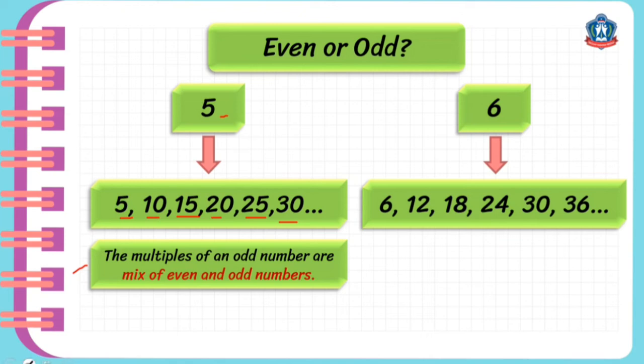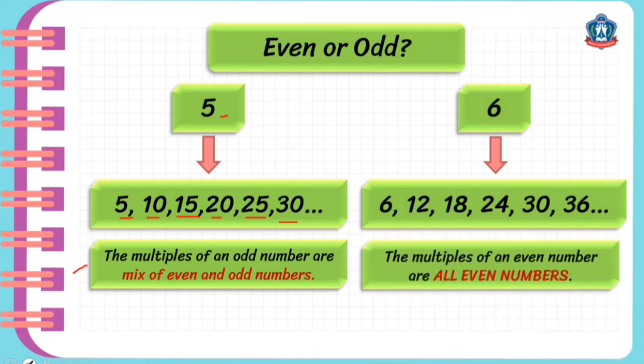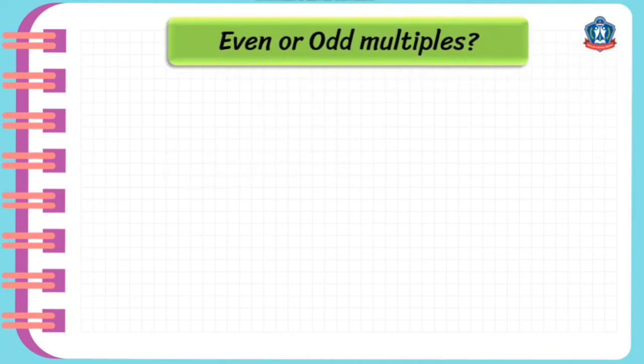How about number 6, which is an even number? What have you observed on the multiples of 6? Yes, they are all even numbers. So children, the multiples of an even number are all even numbers. Take note of that.